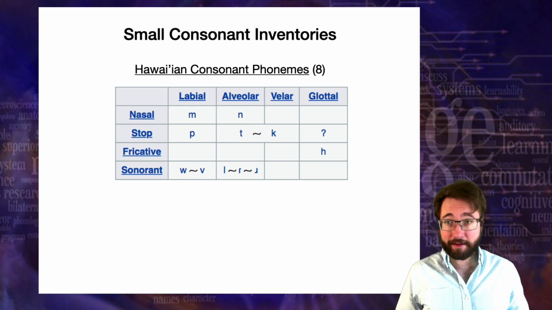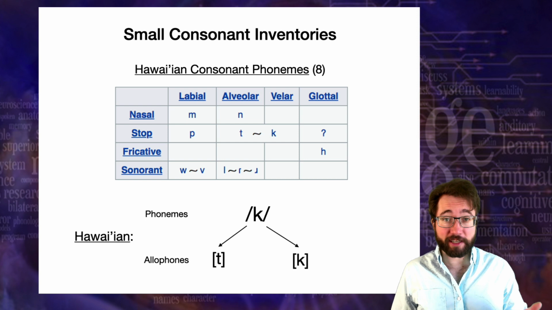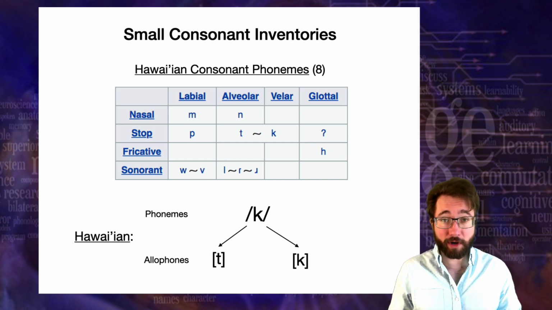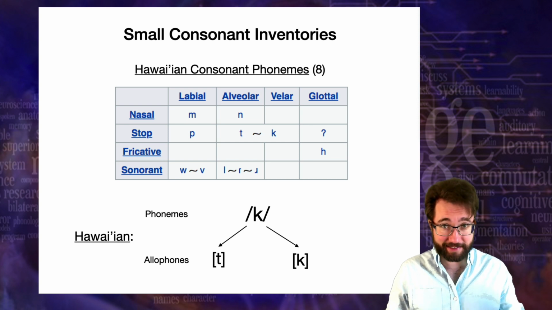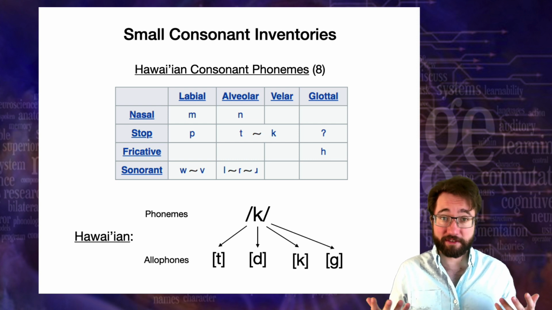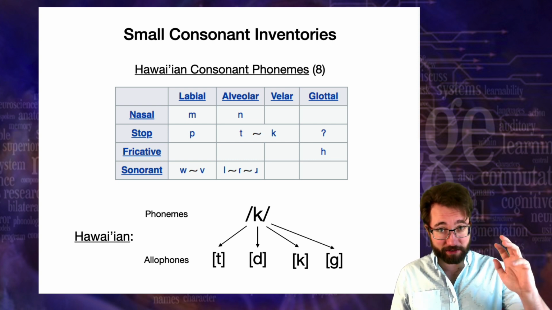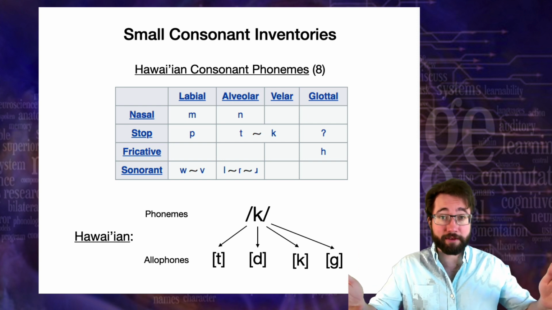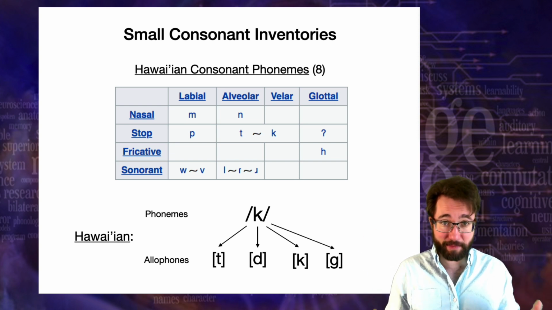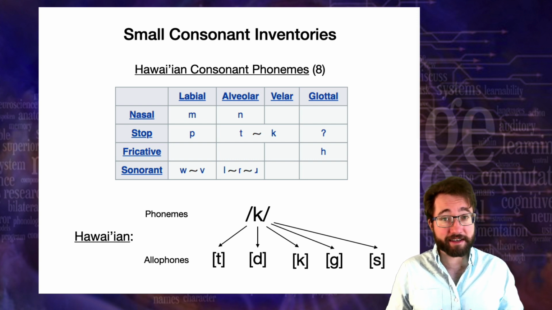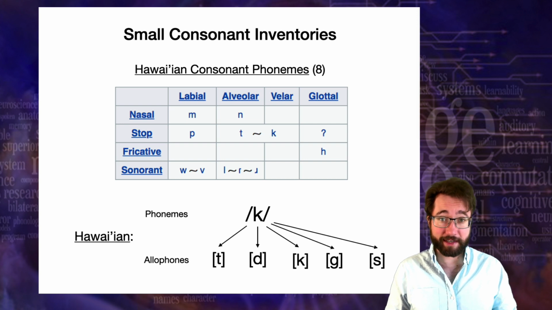So in Hawaiian, we have a structure like this. The underlying phoneme k is expressed as the sounds t or k, depending on the context. And in fact, if you listen to someone speaking Hawaiian, you're going to hear a lot of other different consonant sounds. It turns out that the phoneme k can also be expressed as the sound d or the sound g in Hawaiian. Notice that there's no voicing contrast in the phonemes here. That means that in terms of the sounds, you could have whatever voicing you want, and it doesn't matter as far as distinguishing words. You'll even find the sound s as an allophone of the phoneme k in Hawaiian.